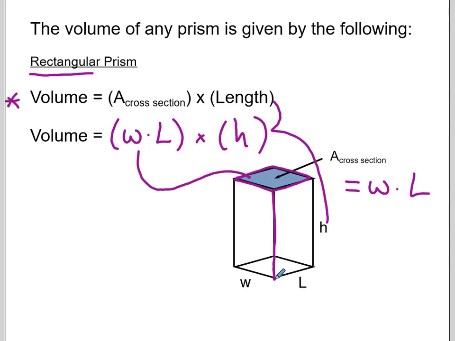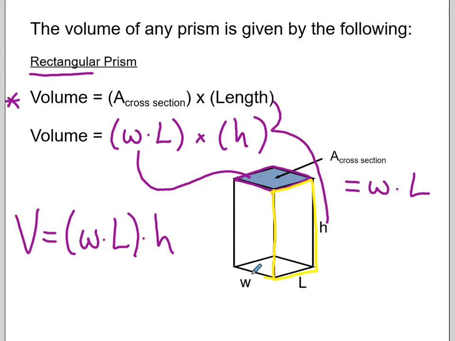So the volume of a rectangular prism is just length times width times height. If you looked at this question, this could be our cross-sectional area, and then this could be our depth or the length of the shape. So there's lots of flexibility here.